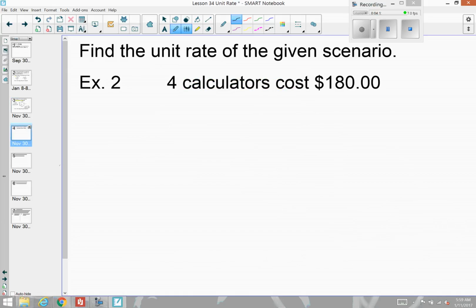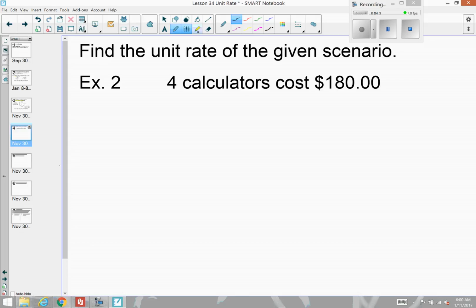Let's continue to do some practice. Even though you won't need to add these to your notebook, I would like you to practice them on a separate piece of paper or a whiteboard if you can. Follow along with me. In example number 2, we're looking at 4 calculators that cost $180.